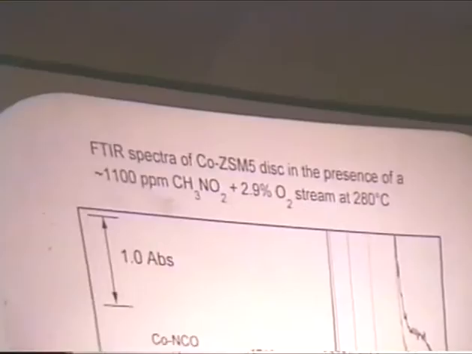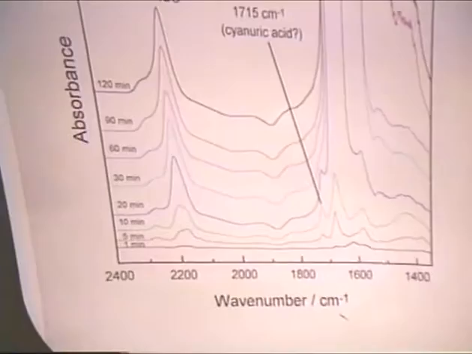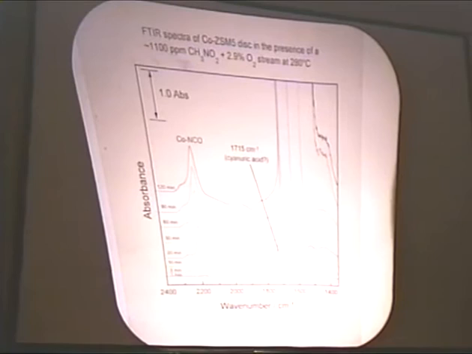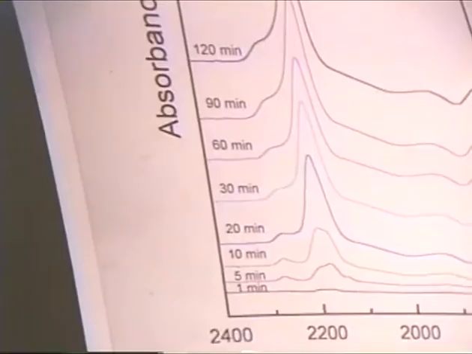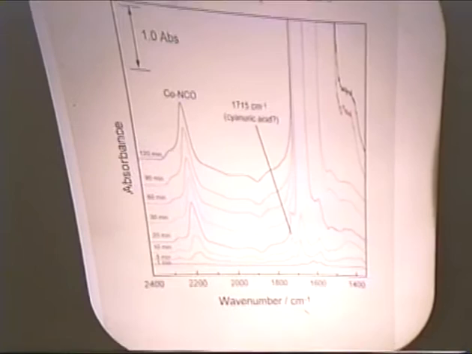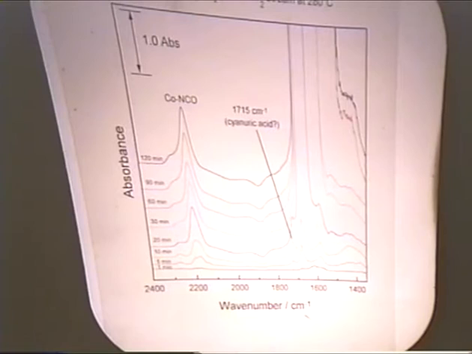Now, this is the work that was done by Professor Atsushi Satsuma. It shows the FTIR spectra of a cobalt ZSM5 disk in the presence of 1100 parts per million of nitromethane and some oxygen, at 280 degrees. And it shows the spectra running from 1 minute up to 120 minutes. Now, I should point out that in an infrared cell, the flow characteristics are not the same as in a plug-flow reactor, and the deactivation doesn't proceed in quite the same way. It goes a little bit faster and it doesn't show such a steep fall, but nonetheless you can see deactivation.